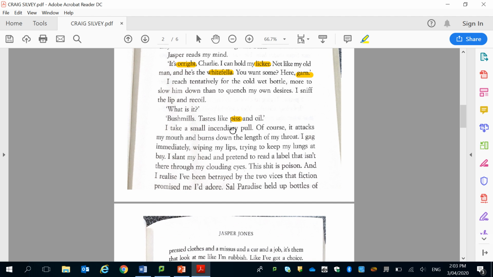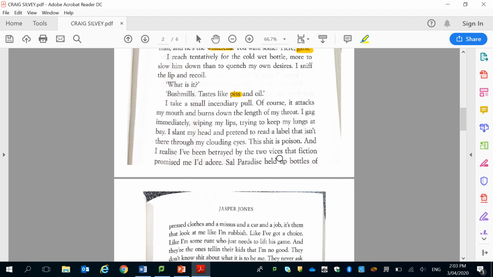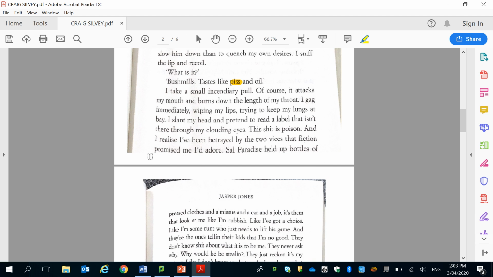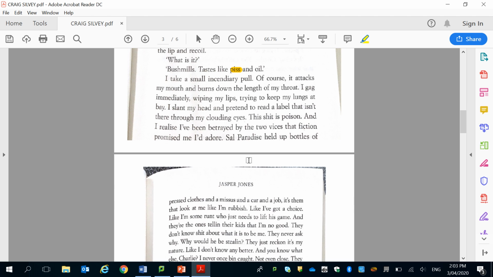I take a small incendiary pull. Of course it attacks my mouth and burns down the length of my throat. I gag immediately, wiping my lips, trying to keep my lungs at bay. I slam my head and pretend to read a label that isn't there through my clouding eyes. This shit is poison. And I realise I've been betrayed by the two vices that fiction promised me I'd adore.